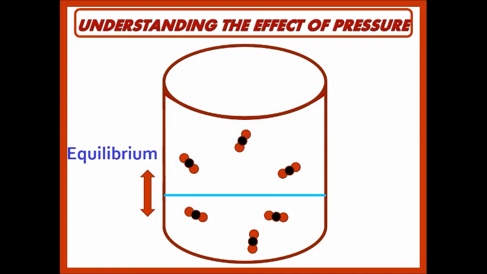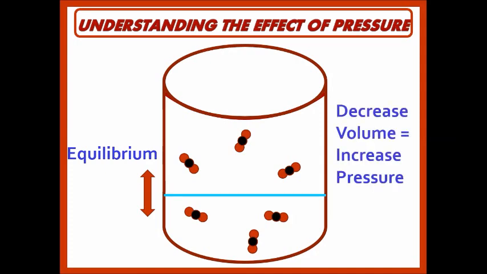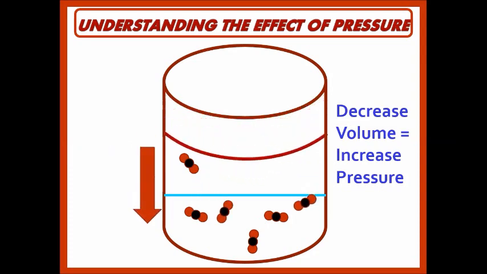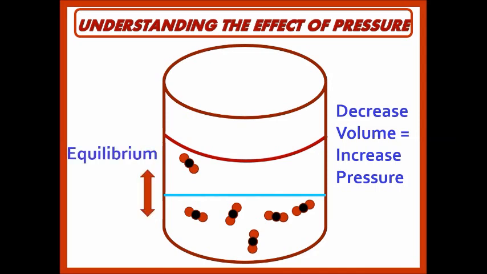However, if we decrease the volume of the closed system, in other words, increase the pressure, the concentration of the gas molecules increases, causing the rate of the gas molecules entering the solution to rise. This causes the system to re-equilibrate, however, it leads to more gas molecules dissolved in solution.